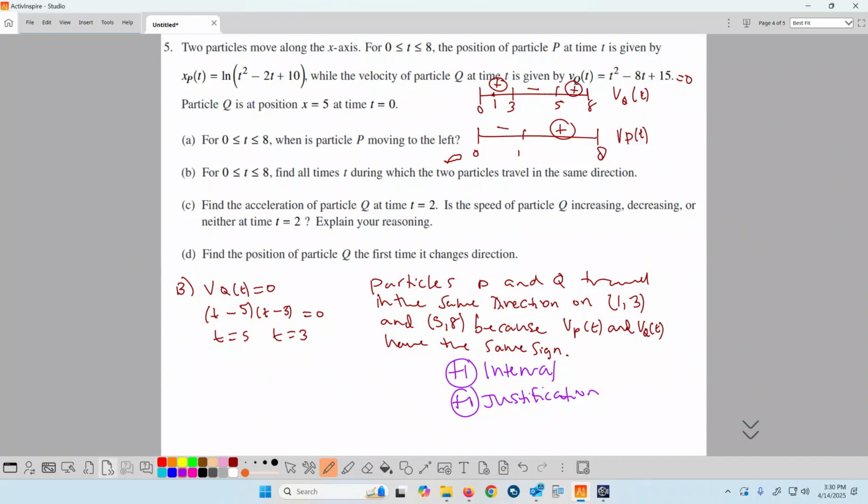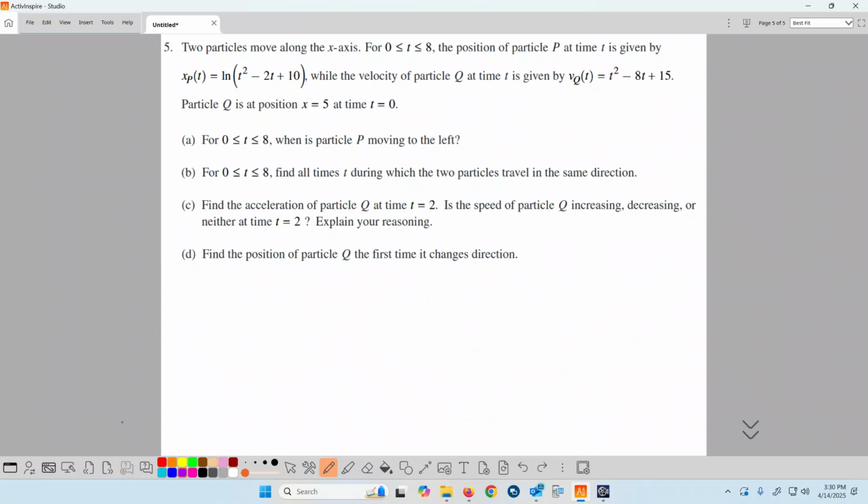Notice the question doesn't even ask you to justify. Position questions always ask to justify, okay? Or better said, always justify just to be safe. All right, let's move on to part C.